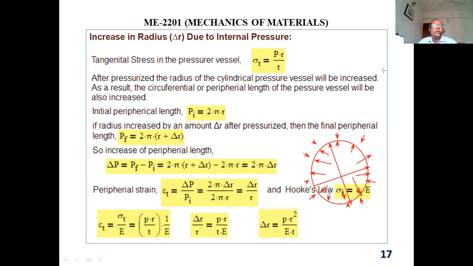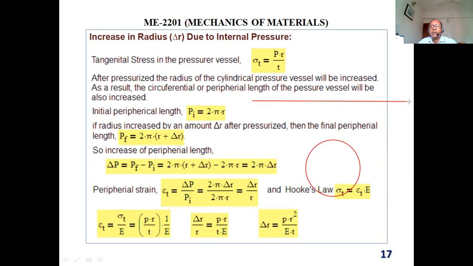But if we say a submarine is going under water, say this is the water level, going 2 miles deep.